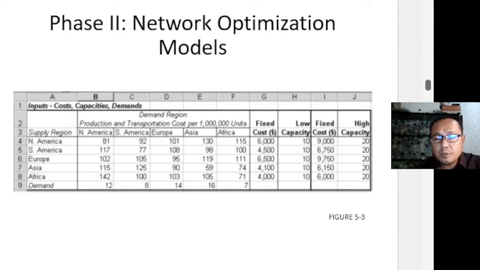Cells B4 to F8 contain the variable production, inventory and transportation costs, including tariffs and duties, of producing in one region to meet demand in each individual region. All costs are in thousands of dollars. For example, as shown in cell C4, it costs 92,000, including duties, to produce 1 million units in North America and sell them in South America. As shown in G4, it costs 6 million in annualized fixed cost to build a low capacity plant in North America.